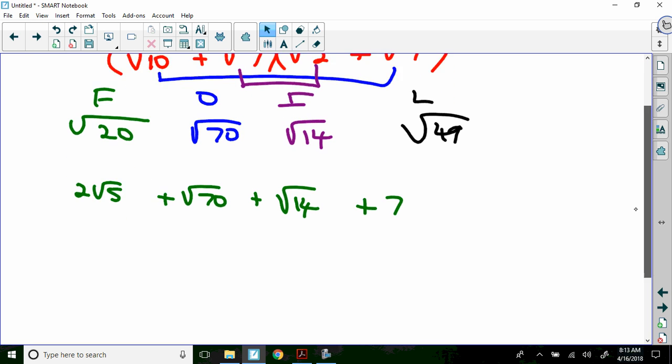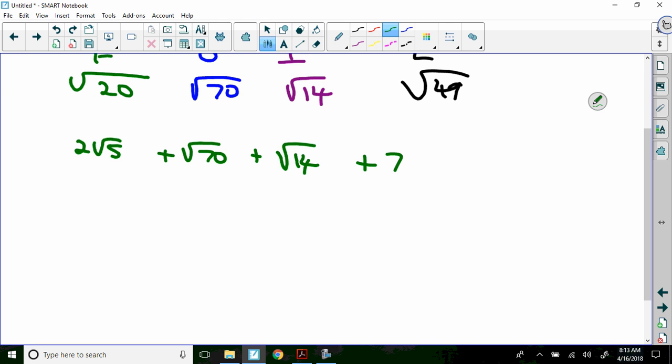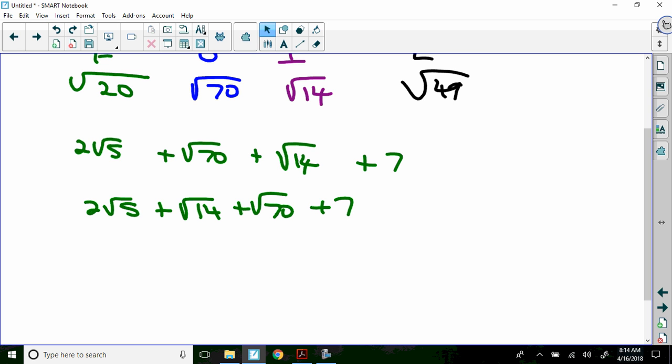Anyway, if you want to put these in order, perhaps you'll put the smallest radical term first. So maybe 2 rad 5 first. And then maybe rad 14 next. And then rad 70 next. And the constant, I don't know. Does the constant go up front or does the constant go in the end? I honestly don't know. And honestly, I couldn't care less either.